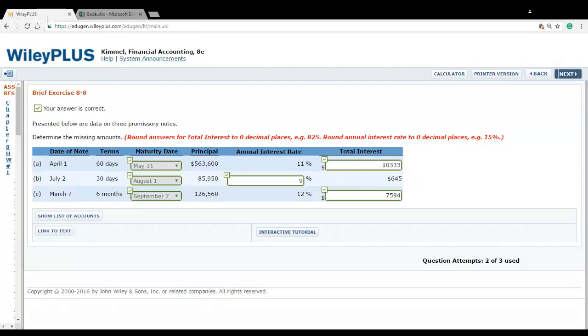Hello, everyone. So I'm going over brief exercise number 8. Presented below are data on 3 promissory notes.